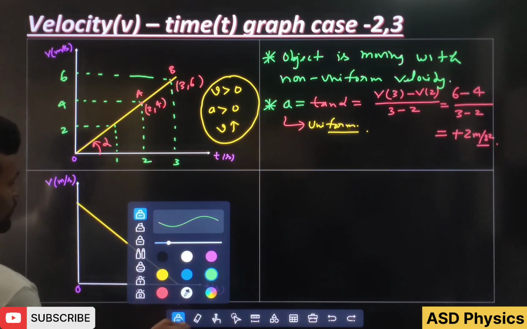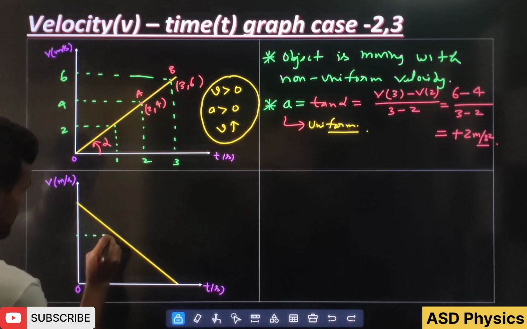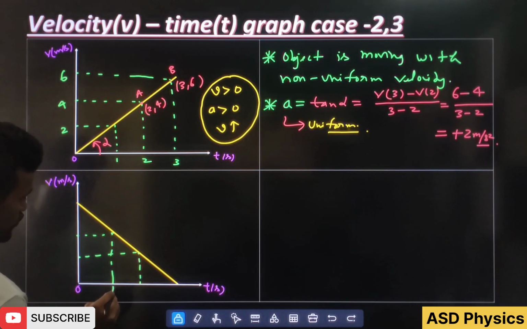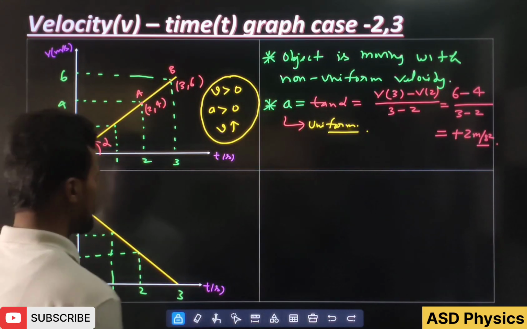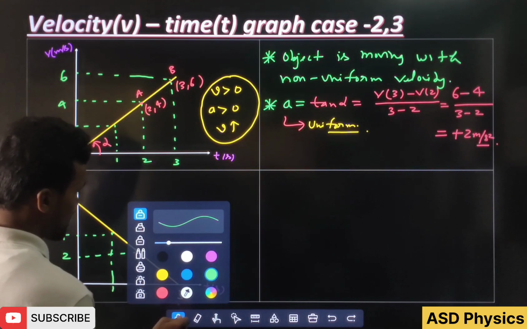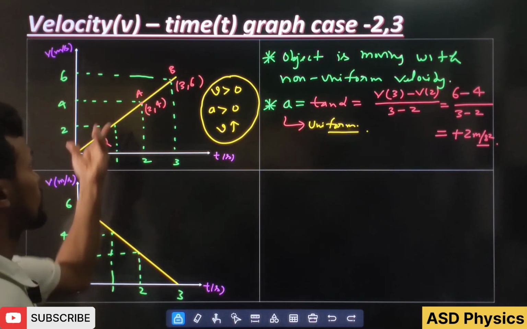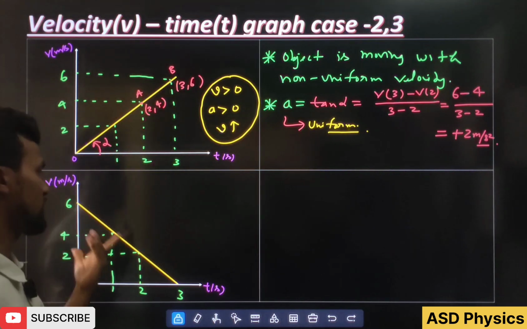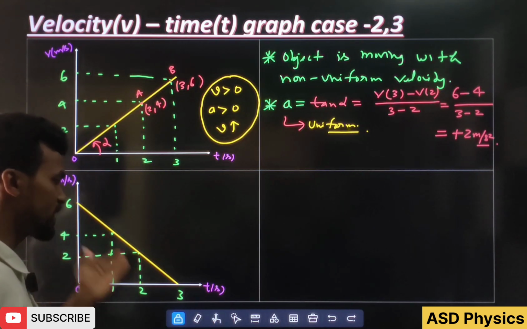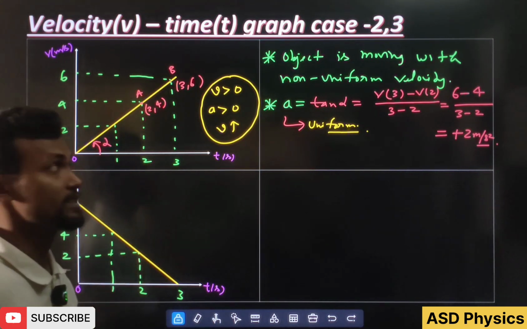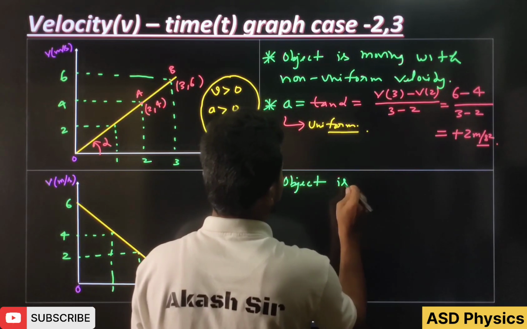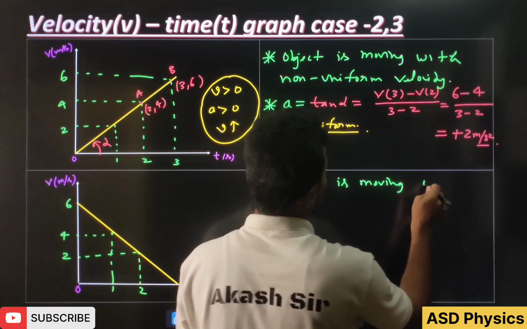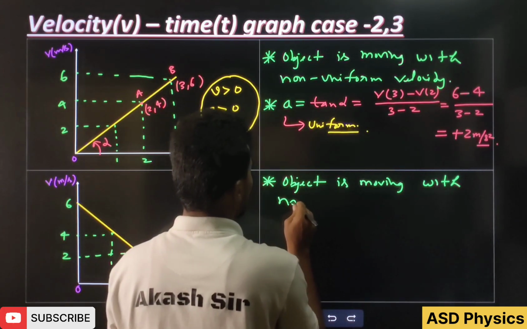Now students, next, let me look at this kind of situation. Let's take time 0, 1, 2, 3 and velocity 2, 4, 6, with the same basics as before. What is happening here? The velocity is positive but changing. It is positive, changing and decreasing. Earlier it was increasing, but here it is decreasing. So here also, remember, the object is moving with a non-uniform velocity.